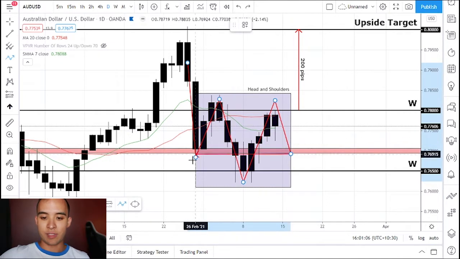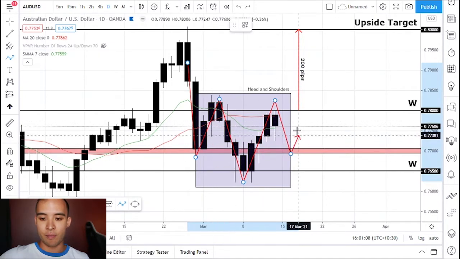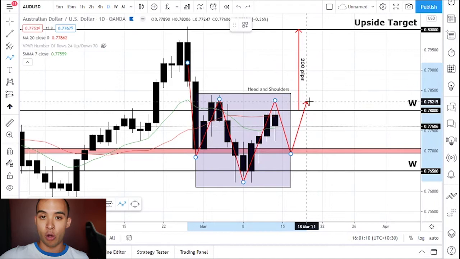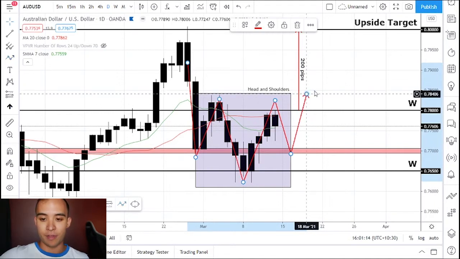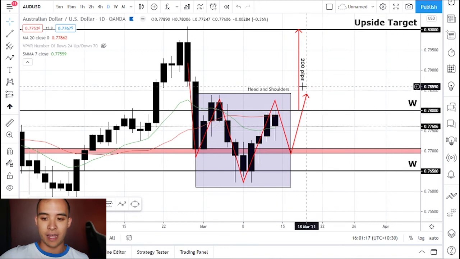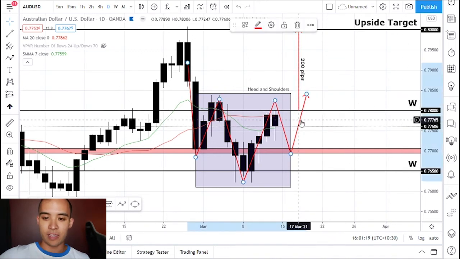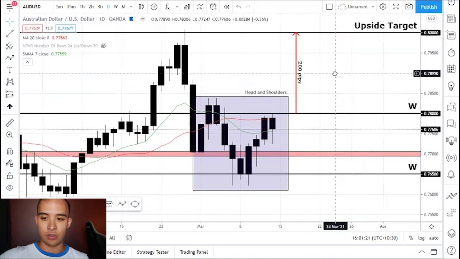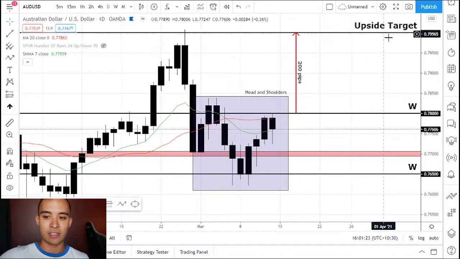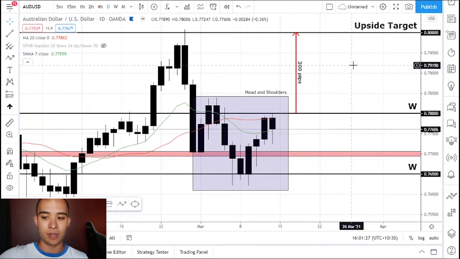But if price respects this pattern and it does form a right shoulder bouncing off the 0.77, and if it does break and close above this weekly level of 0.78, then that's a different story. That's when I have the upside target. This upside target is only relevant if price does close clearly above the 0.78.